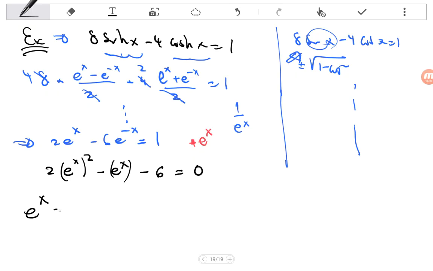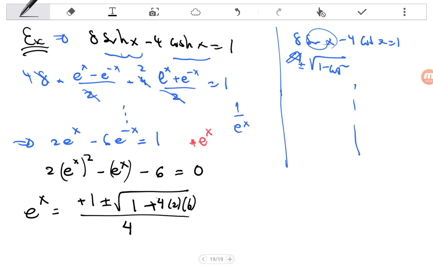It may be solved as e^x equal to negative b, which is plus 1, plus or minus the square root of b squared, which is 1, minus 4a times c, which is negative 6, all over 2a, which is 4. In this case we'll have two solutions, which are 1 plus or minus the square root of 49, which is exactly 7, over 4. That gives me two values: 2 and negative 6 over 4.